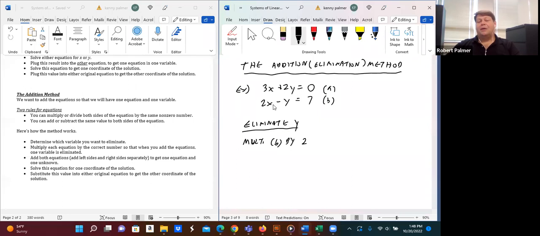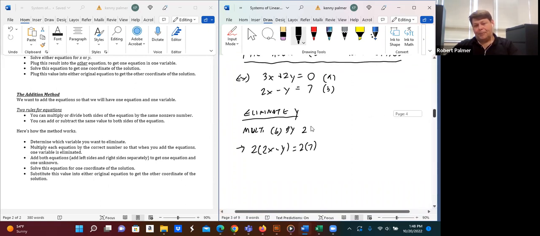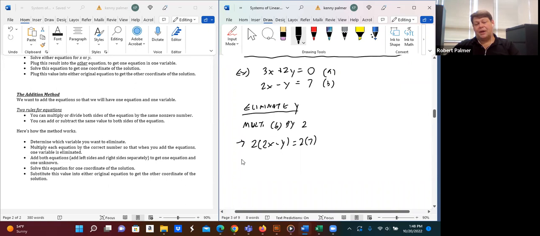Sometimes you may have to multiply one or both equations by something to make this happen. In this case, we just need to multiply this equation by 2. So if you do that, then we're going to have 2 times equation B. So 2x minus y is equal to 2 times 7. Remember, our first equation is still the same.